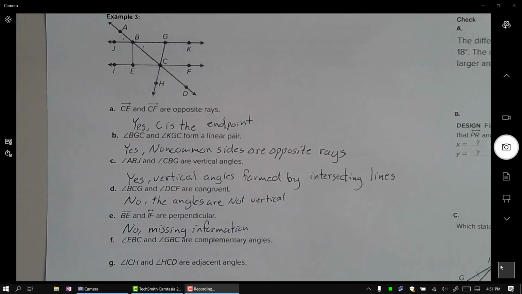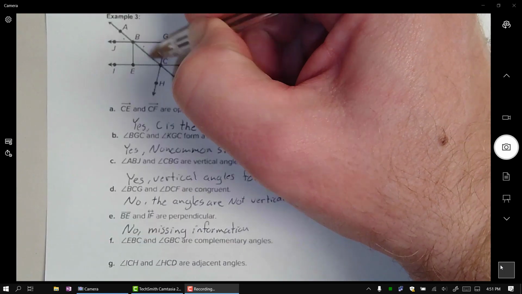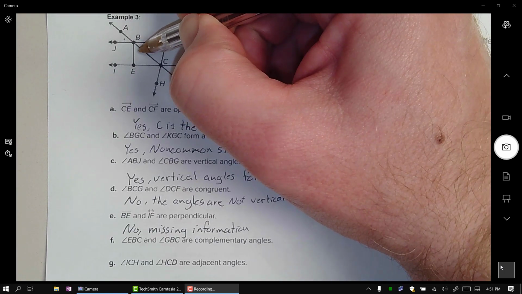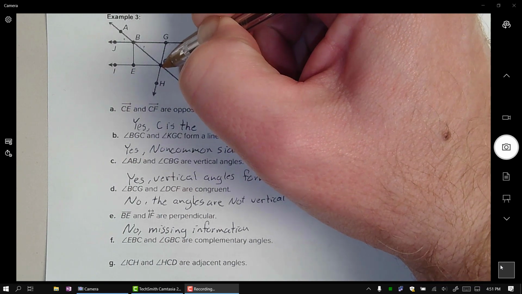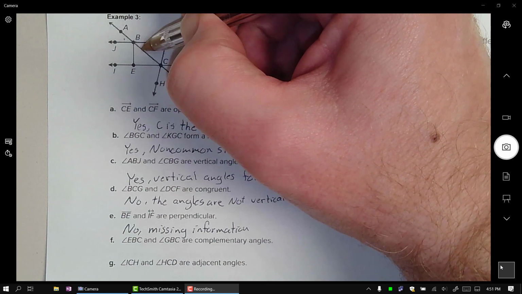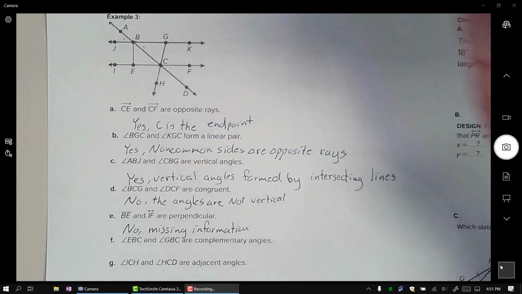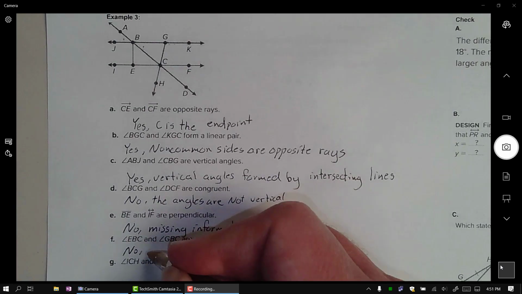Next up, EBC, so that's this angle right here, and GBC are complementary angles. So again, we don't know because we don't know that this is a right angle right here. It could be 89, it could be 90. So no, not enough information.